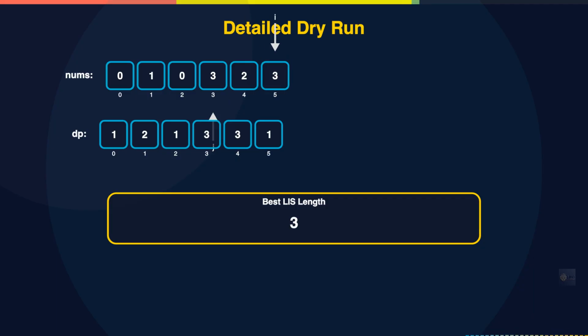Finally, i is at index 5 with value 3. j at 0 gives 2. j at 1 gives 3. j at 2 gives 2. j at 3 is skipped. j at 4 gives 2 less than 3, so DP at 4 plus 1 is 4. DP at 5 becomes 4. The dry run is complete. The maximum value in DP is 4, so our final answer is 4.